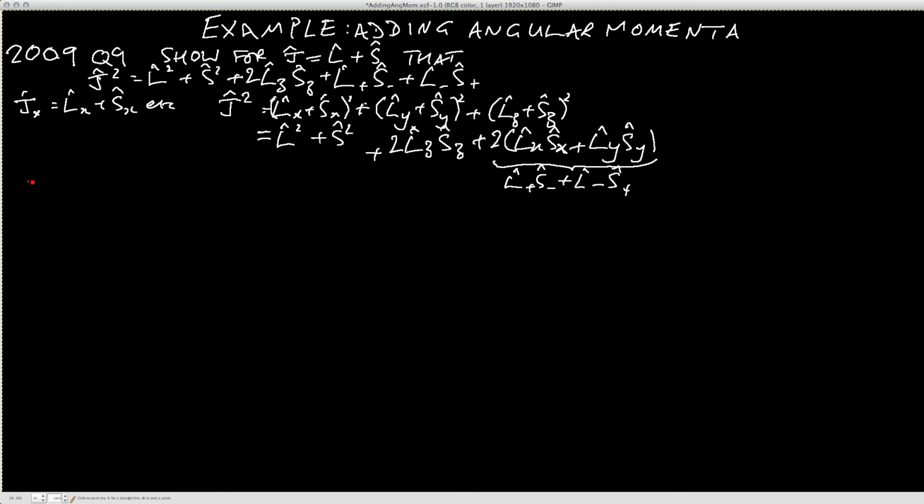Now the second part of the problem gives you a state L comma L multiplied, remember this is a tensor product, by S comma S. So that means that ML is equal to L and MS is equal to S. So we have these two states which are a tensor product, and it asks you to show that these are an eigenstate of J squared. And it also asks you to find out what the eigenvalue is.